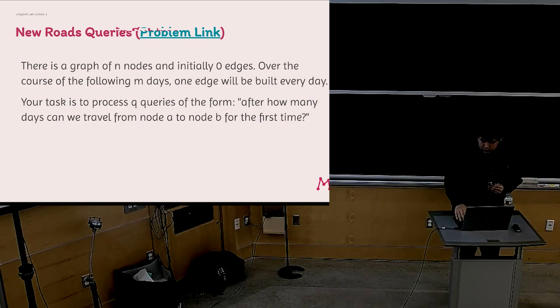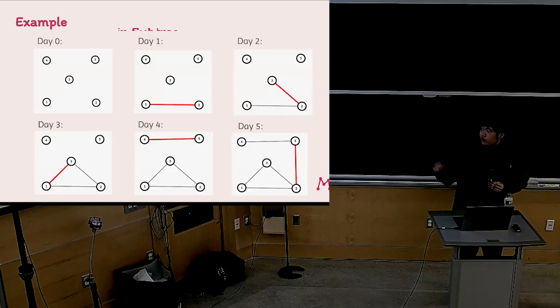I have a couple of examples. Consider this is our graph. We initially have 5 nodes, no edges between them. On day 1, we add an edge from 1 to 2. On day 2, we add an edge from 2 to 3. On day 3, we add an edge from 1 to 3. Day 4 from 4 to 5, and day 5 from 5 to 2.